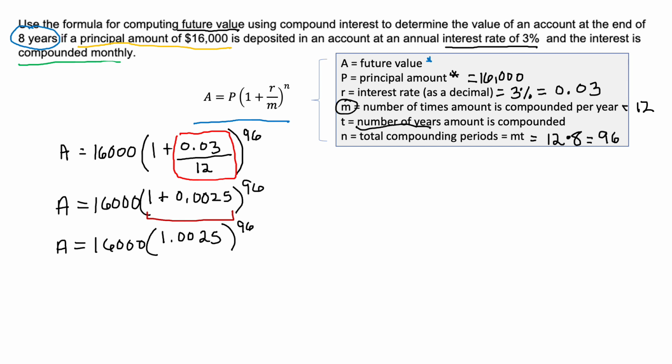Okay, so my next step in the order of operations, my first step was to do everything inside the parentheses. Now my next step is to do the exponents. Remember, here is my order of operations. So this was parentheses, which I already did. Now I need to move on to any exponents in the problem. There is an exponent, so I'm going to do 1.0025 to the 96th power.